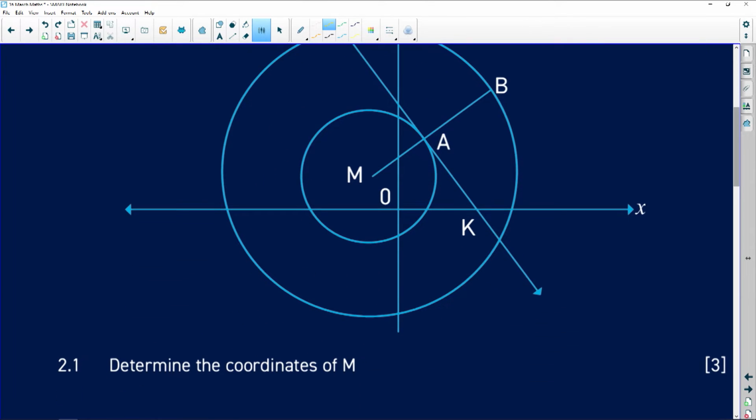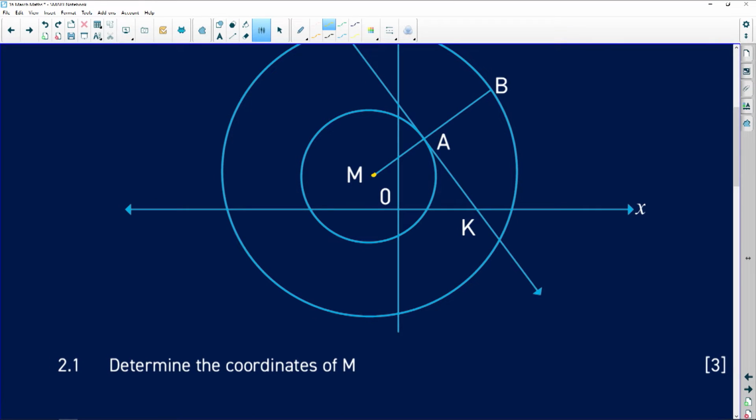Now we are required to determine the coordinates of M. What is this M? M is the center of the circle. You need to understand that the analytical geometry we're doing in grade 12 only involves a circle. There's nothing you've seen before that is going to be new. Everything you're going to see comes from grade 11 as well as grade 10. The only thing we're adding now is the equation of a circle, which is (x minus a) squared plus (y minus b) squared equals r squared. From there, you can read the coordinates of the center.